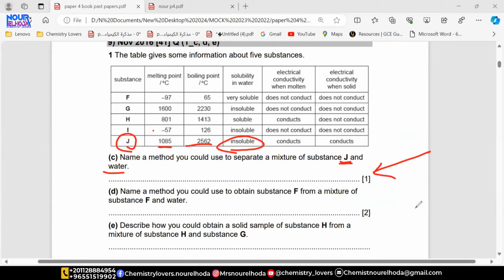Since it's insoluble, as you wrote in the chat, bravo Fadi, correct. Bravo Linat. It's going to be filtration. Correct. Number 2, I have a mixture of F and water.